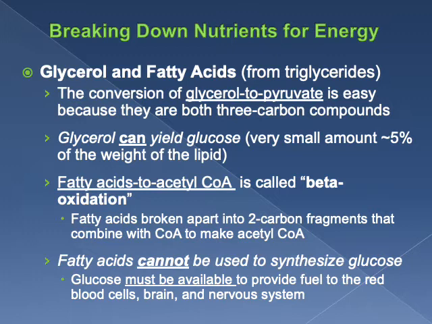So if fatty acids, which you have plenty of in your body, even if you're very lean, cannot be synthesized to make glucose, then what can be used to make glucose if you're not eating glucose or eating carbohydrate? The answer is protein. We saw in the prior slide the different amino acids, the glucogenic amino acids can be used to make glucose.